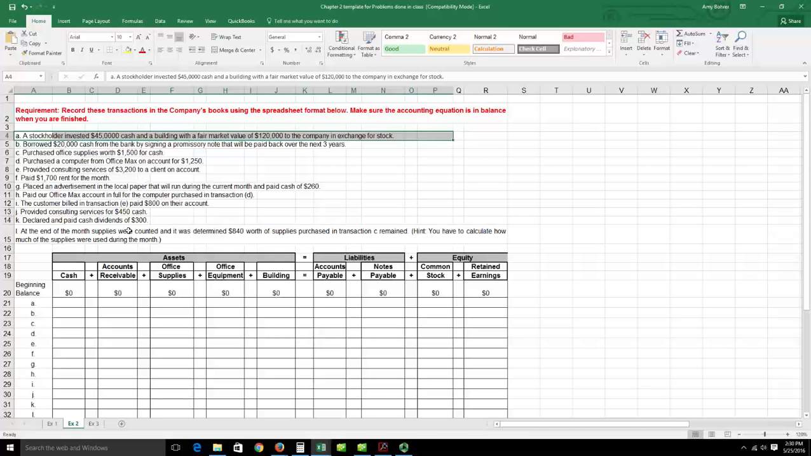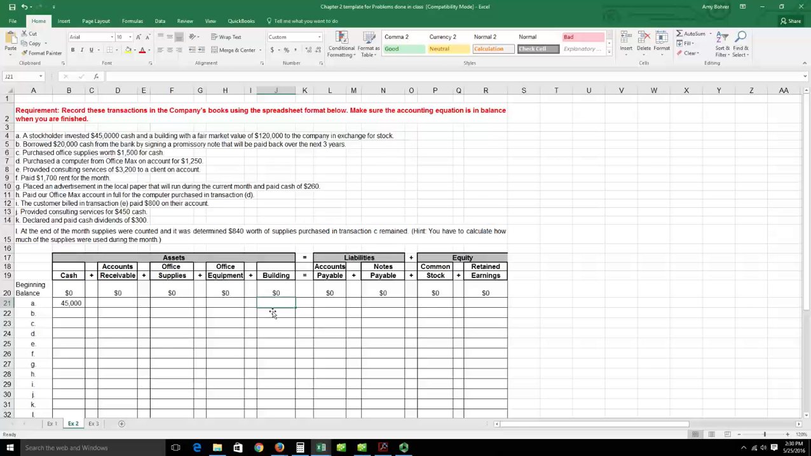In this case, we've got $45,000 worth of cash. Cash is increasing, so that gets entered as a positive amount. We also have a building. Anytime a non-cash asset is put into a business, it gets put on for the fair market value. In this transaction, it tells us the building is worth $120,000, and so again, building is increasing. And when you add those two together, $120,000 plus $45,000, that's a total of $165,000.